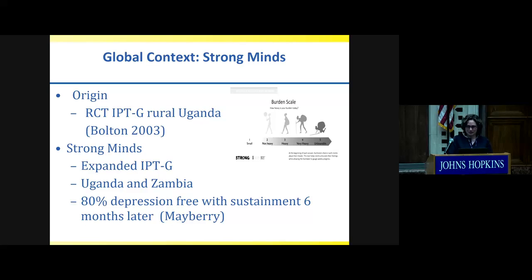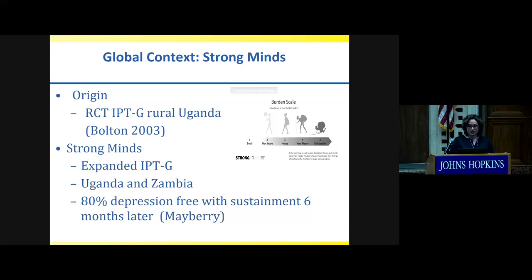The origins of this project start in the early 2000s. Researchers from Hopkins and Columbia conducted a study of IPT group in rural Uganda, delivered by community workers. They randomized the villages, and those who received the IPT group had significant reduction in depression. So Sean Mayberry created StrongMinds, an NGO, in 2014, for individuals with depression in Uganda and Zambia. It's an 8-week group, and as of 2023, they have treated 230,000 individuals.